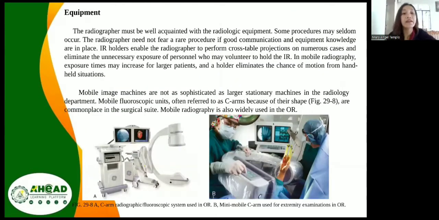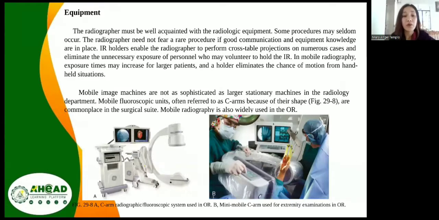Equipment. The radiographer must be well acquainted with the radiologic equipment. Some procedures may seldom occur. The radiographer need not fear a rare procedure if good communication and equipment knowledge are in place. IR holders enable the radiographer to perform cross-table projections on numerous cases and eliminate the unnecessary exposure of personnel who may volunteer to hold the IR.